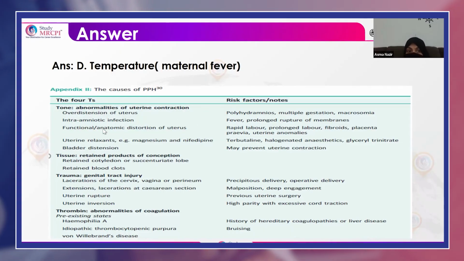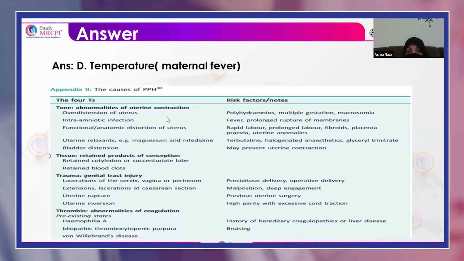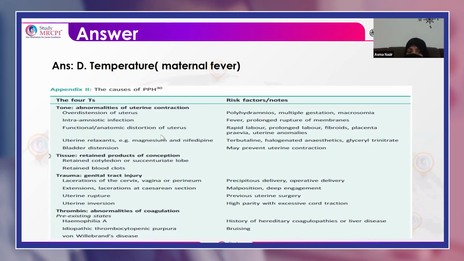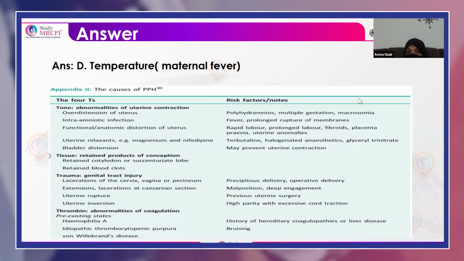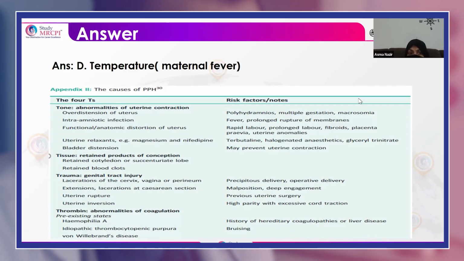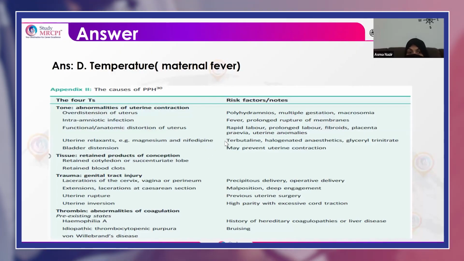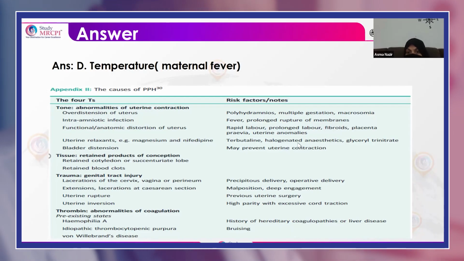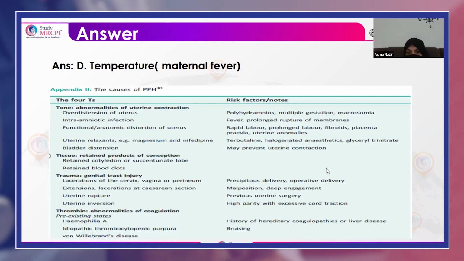Tone means abnormalities of uterine contraction, such as overdistension of the uterus. It could be caused by polyhydramnios, multiple gestation, macrosomia. Intra-amniotic infection, which presents with fever, also leads to loss of tone, as do prolonged rupture of the membranes, anatomic distortion of the uterus, rapid labor, prolonged labor, fibroids, placenta previa, uterine anomalies, and uterine relaxants. If the patient has been given uterine relaxants, for example magnesium, nifedipine, terbutaline, halogenated anesthetics, glyceryl nitrate, or has bladder distension, it may prevent uterine contraction.